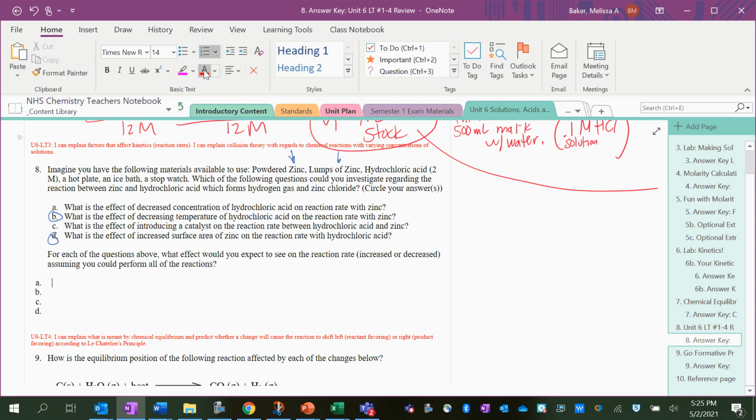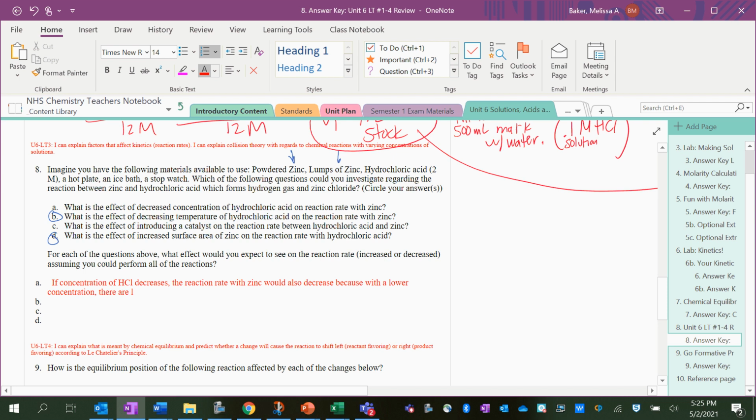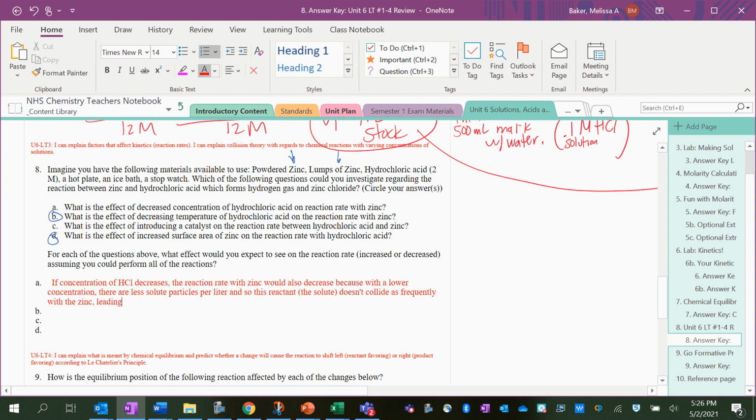So for letter A, if concentration of HCl decreases, the reaction rate with zinc would also decrease, because with a lower concentration, there are fewer solute particles per liter, and so this reactant doesn't collide as frequently with the zinc, leading to a slower reaction rate.